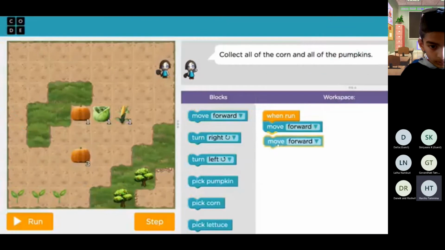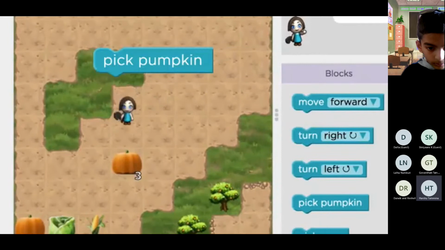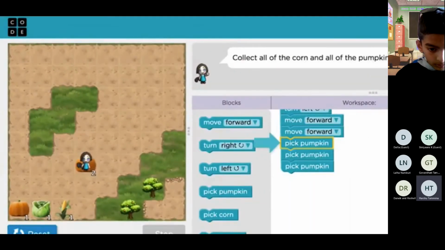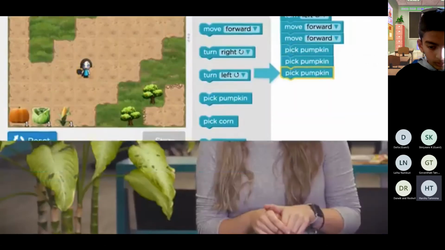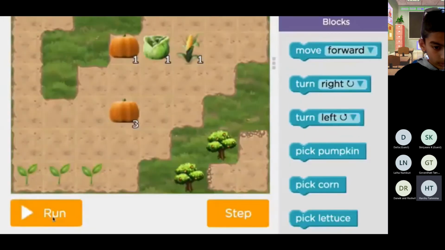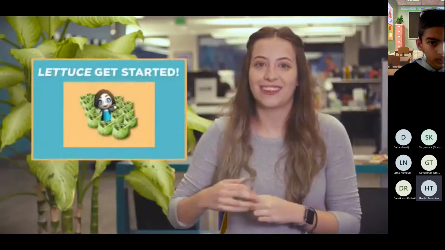This is the harvester. She runs a big farm and needs your help to pick the crops that are ready to be harvested. Use the move and turn blocks to get the harvester from crop to crop. Then use the pick blocks to collect all of the corn, lettuce, and pumpkins. The bottom right corner will show you how many are available at that spot. If you see more than one, you'll need to pick the crops multiple times in the same square. Keep an eye out for sprouts. You won't know what crop those are or how many there are until the program is run. So your code may need to check what kind of crop is there before picking it. The sun is shining and it's time to harvest. Let us get started.